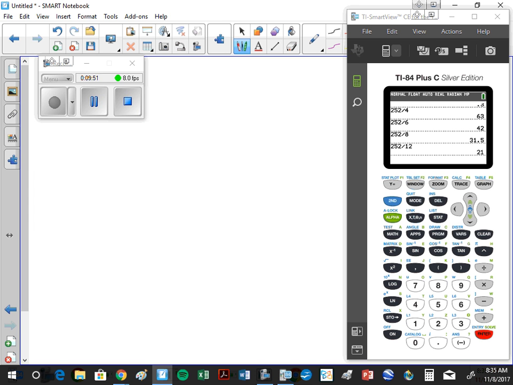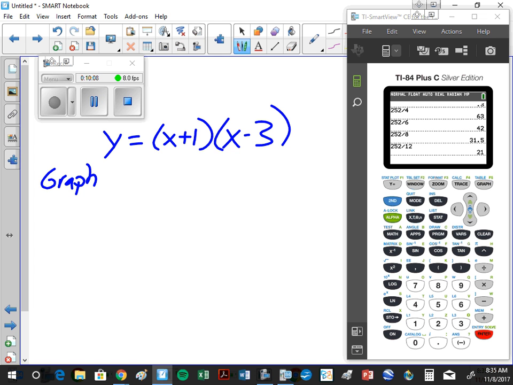So you have some match with the graphs. Okay. What if I had this? y equals x plus 1 and x minus 3. And I want to graph this. What do I know about this function? It hits at -1 and 3. So -1 and 3. These are my roots. What else do I need to figure out how to graph that? I just need the vertex.